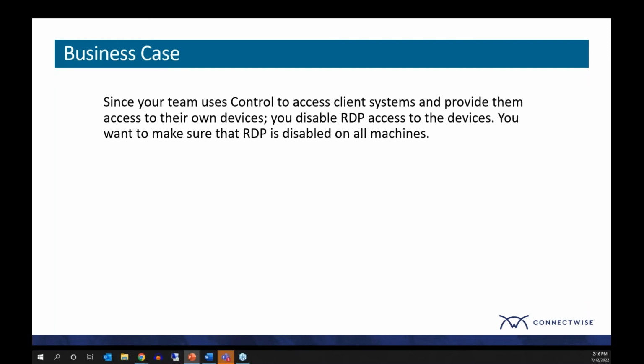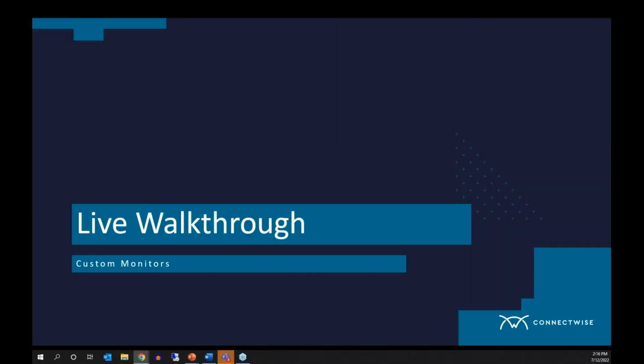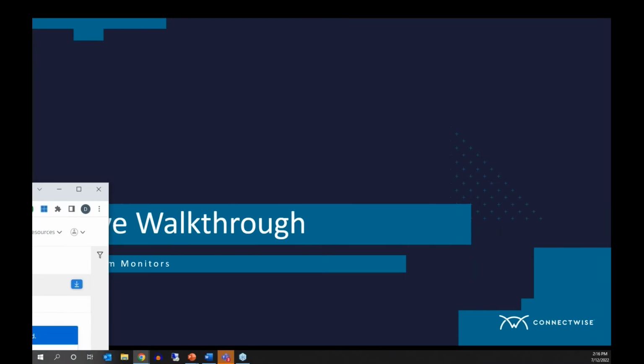So you don't have to worry about some scammer calling in saying that they're the password manager for the state. They need to check to make sure that their password's complex enough, so if they can just provide them RDP access to the machine. Not a problem, you've already disabled RDP. They should only be having access through your Control setup. Let's go ahead and make a monitor that's going to check to ensure that RDP is disabled for all of these machines, so we don't have to worry about that again. So here we are.